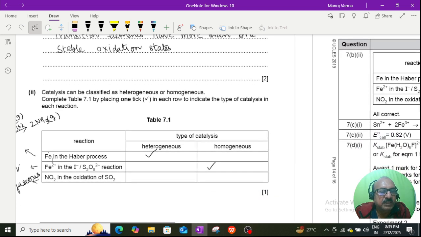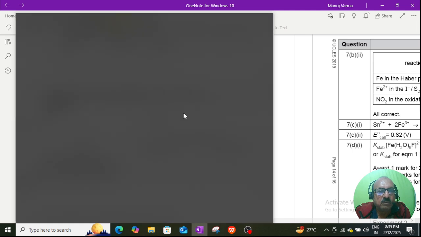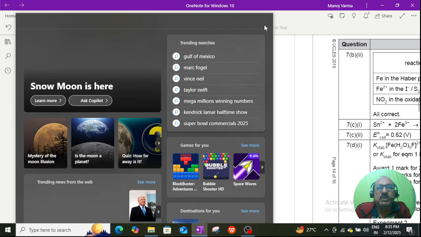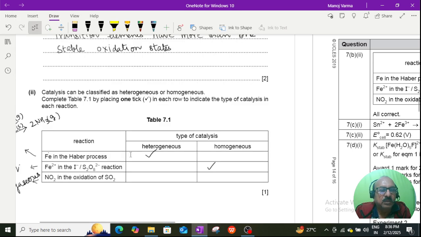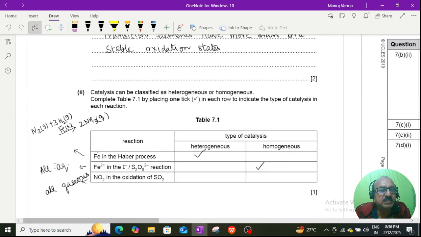So the first reaction is Fe in the Haber process. So obviously you are supposed to know what the Haber process is. So I'm going to remind you about that. What is the Haber process? This reaction is the Haber process. Nitrogen gas and hydrogen gas combine to give you ammonia gas, and Fe is the catalyst. Here Fe is a solid, whereas the reactants are gaseous, so it represents a heterogeneous catalyst.